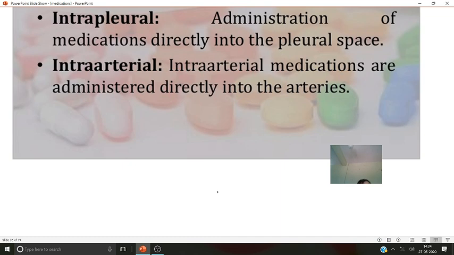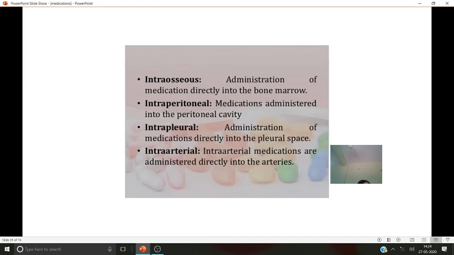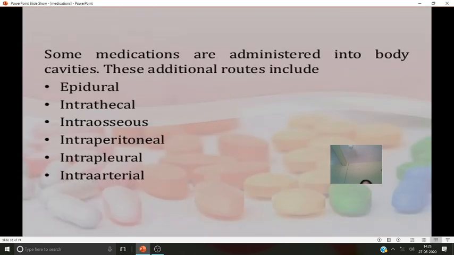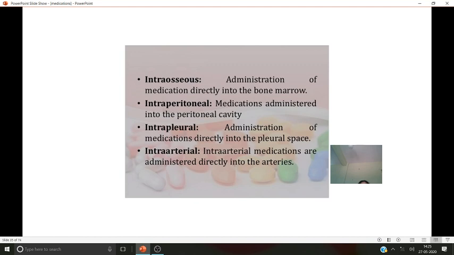Then some of the drugs are given by inunction. In inunction, it is the administration of drug by rubbing them on the skin. This allows the absorption of the drug into the cutaneous circulation and produces the effects. So in inunction, there are nitroglycerin ointments for systemic effect, some glucocorticoids for local effect on skin lesions, some antifungal drugs and antibiotic drugs, then some ocular drugs. So these are the intraosseous, intrapleural and intra-arterial routes. Intra-arterial medications are administered directly into the arteries.